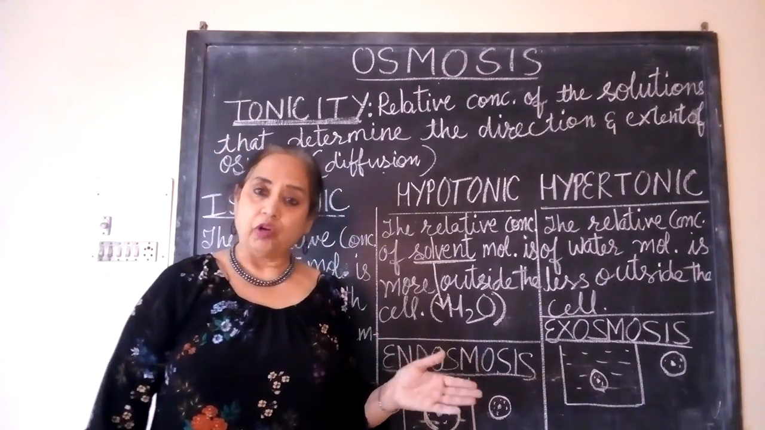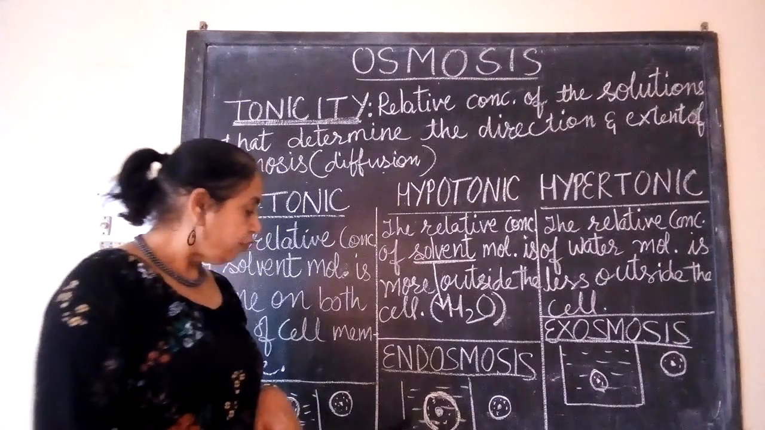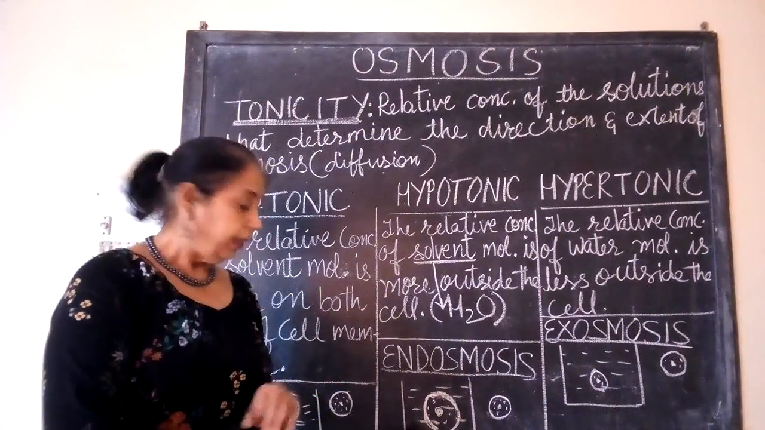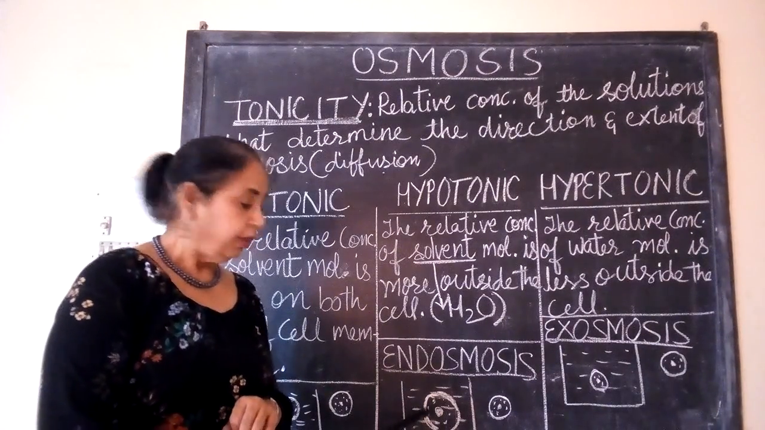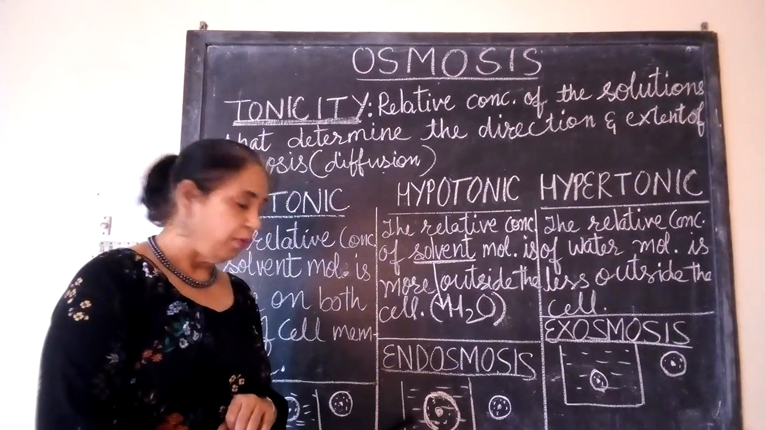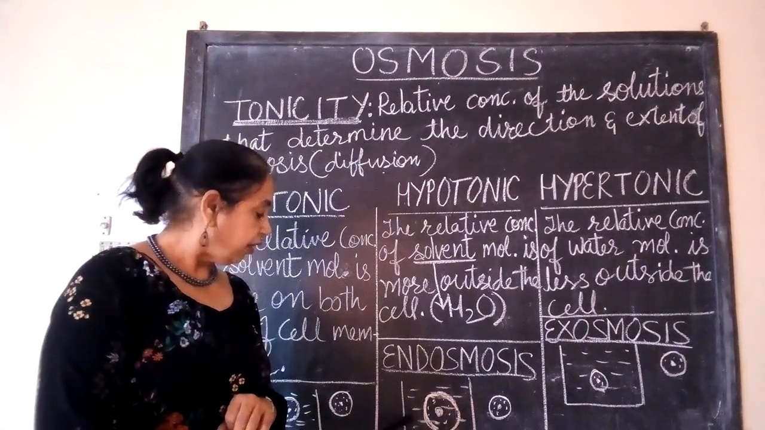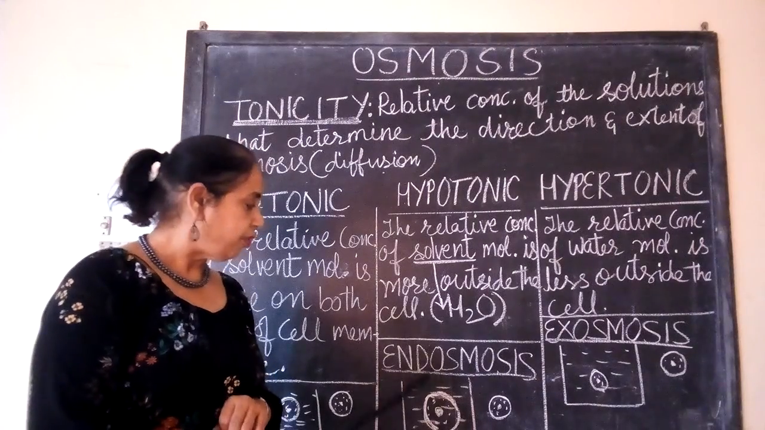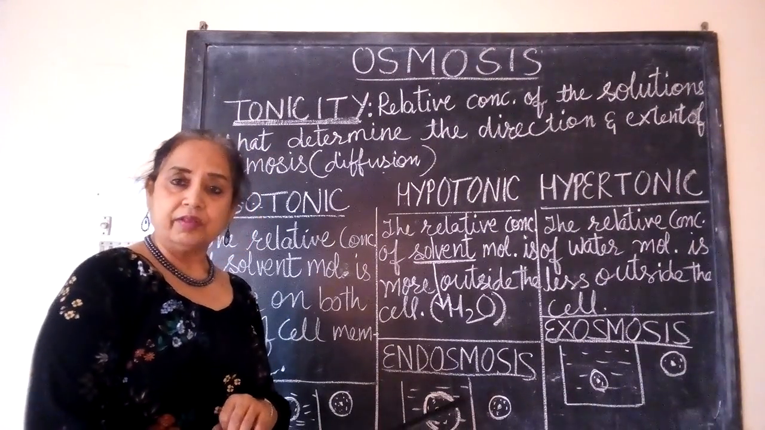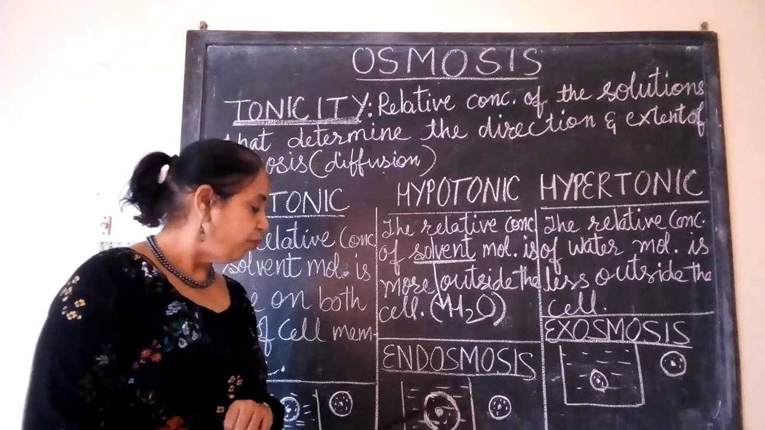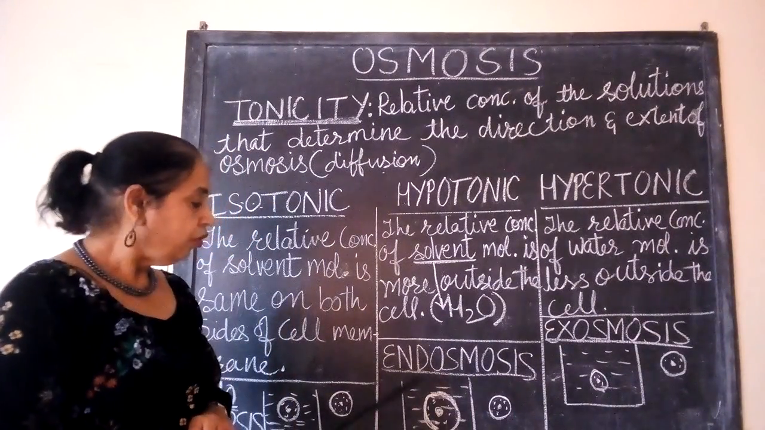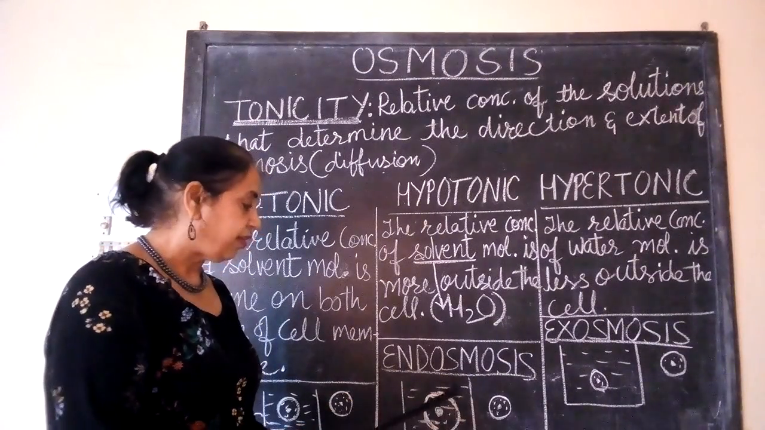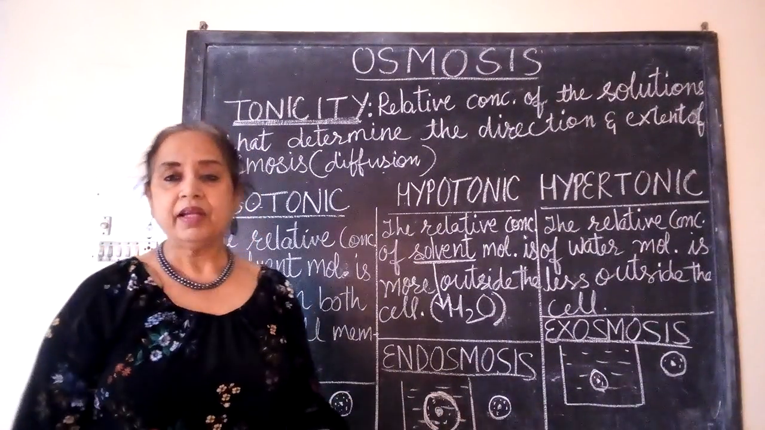Now how? Because water has now entered. Why has water entered? Because the concentration of water outside was more. It was a hypotonic solution. So the water concentration is more, and the water molecules started moving into the cell through the semi-permeable membrane, and this is called endosmosis. That is the osmosis in which the water is moving into the cell. So now the cell is the same, but here the relative concentration of the cell and the surrounding medium is different.